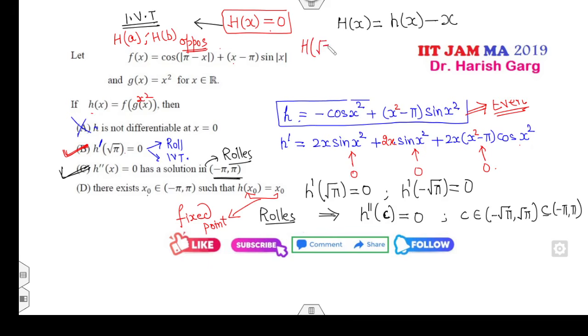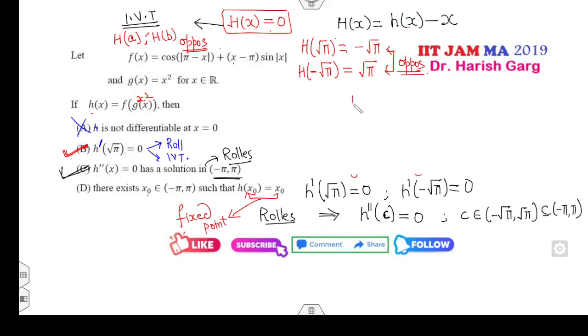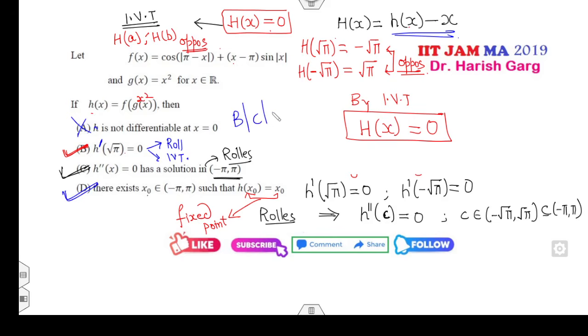You can see what is the value of h of root pi. Small h of root pi is 0. Then it's a minus of root pi. What is the value of h of minus root pi? Which is positive. Both are of opposite sign. Once they are opposite sign, then by using the intermediate value theorem, we can say h of x will be 0. Fine. And h of x 0 means both are the same. So B, C and D are the right answers of the problem.